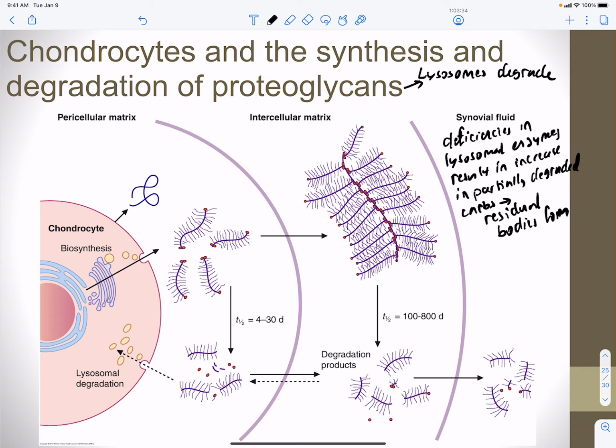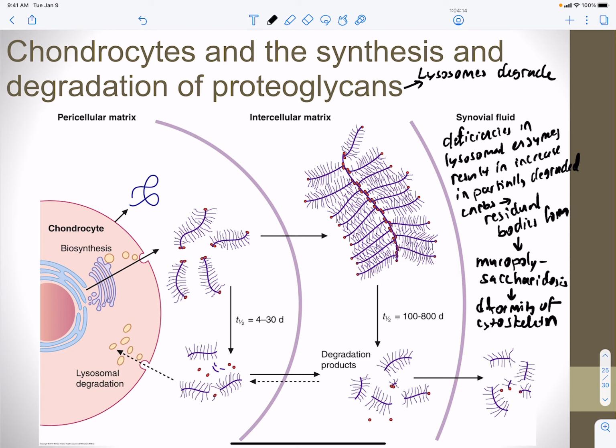Now, another thing that can happen, well, first of all, the accumulation of these partially degraded glycosaminoglycans is going to lead to mucopolysaccharidosis, and this can lead to deformities of the skeleton. And it can also lead to mental retardation as well.